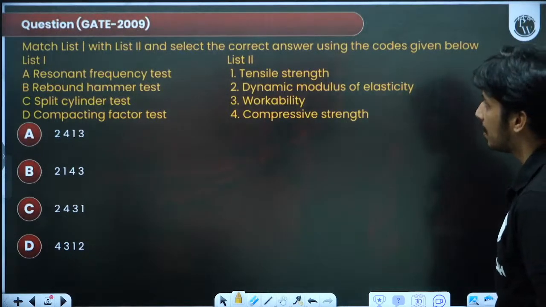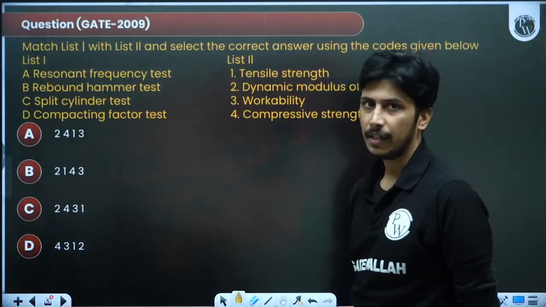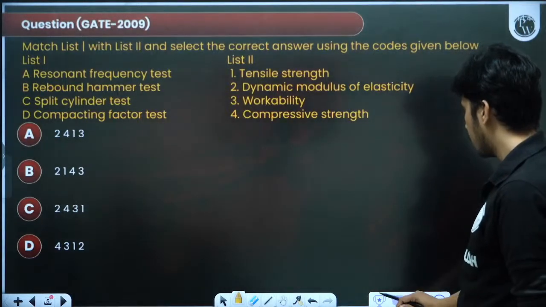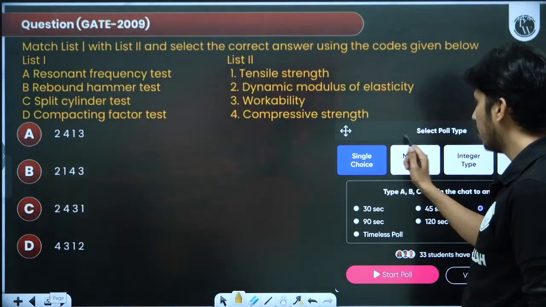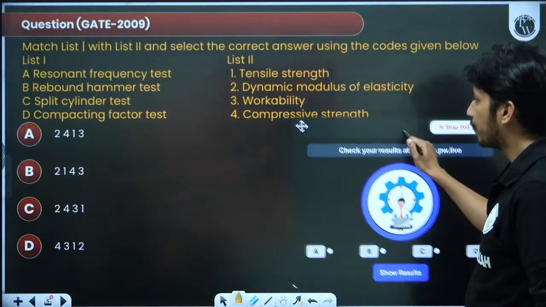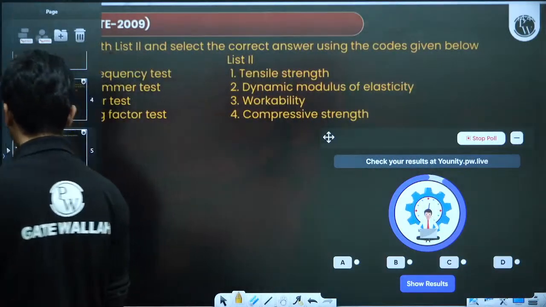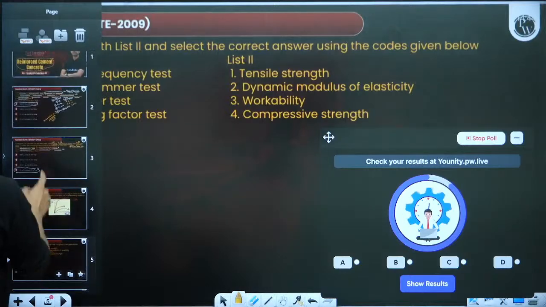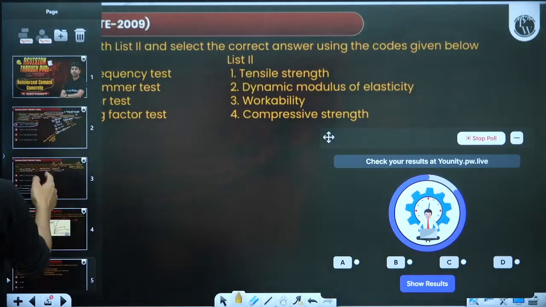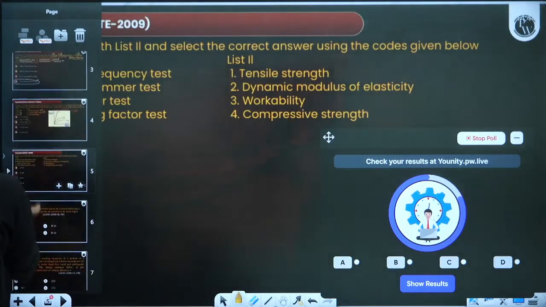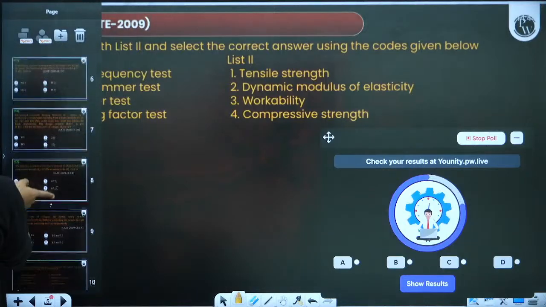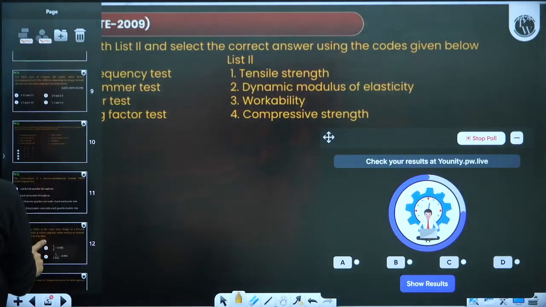This question was asked in GATE 2009. I think this was also from 1 mark. So first I will create the poll, because I have told that I will first create a poll in these questions. Then I will tell you how to solve them and what is the analysis of this. The main thing for this session is the analysis. We are mainly concerned about the analysis.